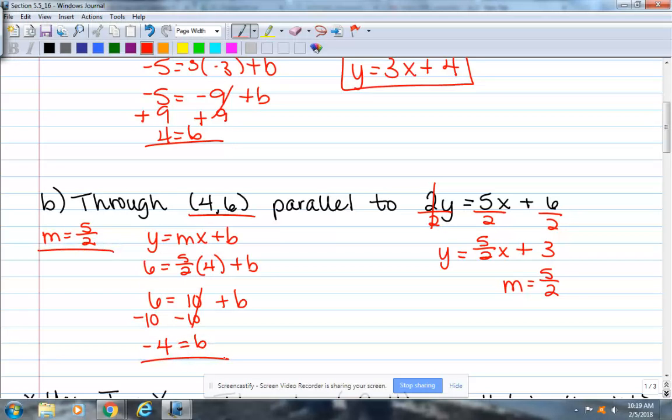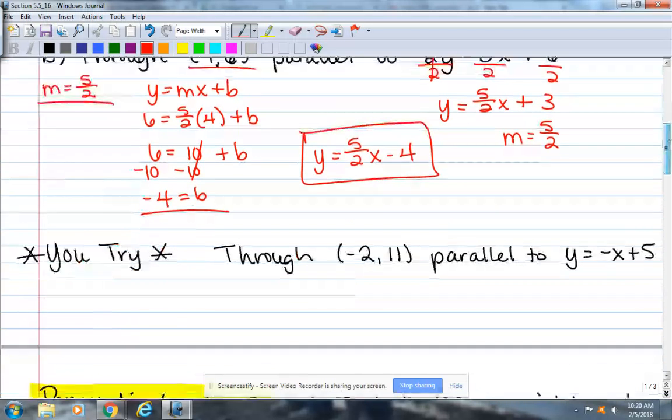So what's the equation of our line in slope-intercept form? Y equals 5 over 2x. Yes, y equals 5 over 2x minus 4. Any questions about this problem? Another way is if this was over 1, these two would cancel out and put a 2 on top. 5 times 2 is 10. So there's a couple ways you can think about them. Any other questions? All right, you guys are going to try this one.